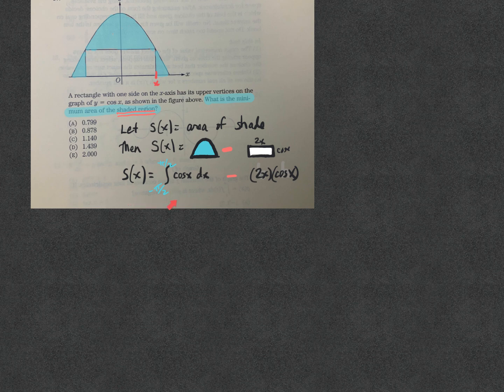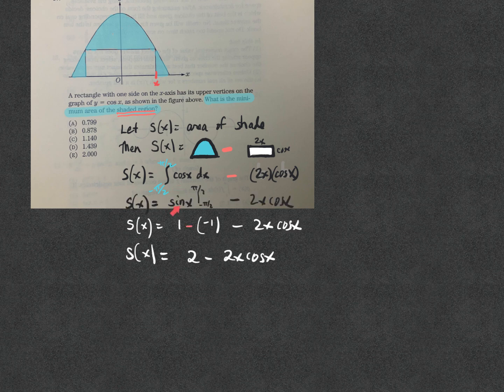Let's go ahead and evaluate this. Doing the definite integral, we get this, which is 1 minus a negative 1 with the fundamental theorem of calculus, which is 2. And the area of the rectangle was 2x cosine of x. So we have our function for the area of the shaded region, and we want to minimize it.